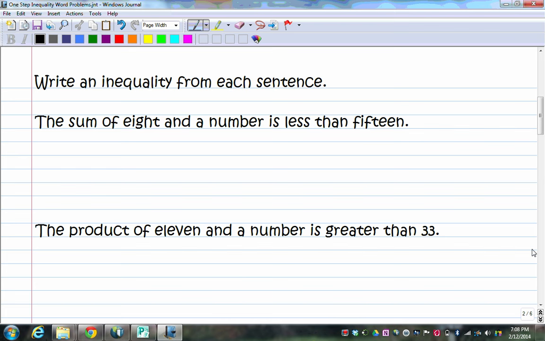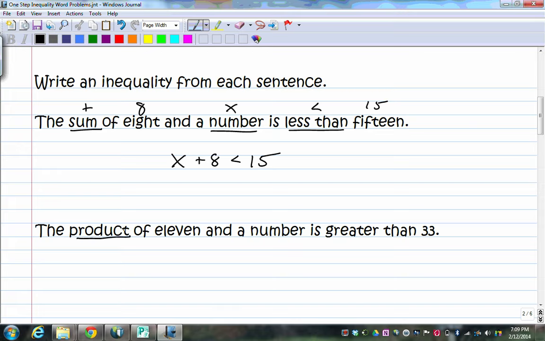That's it. So the sum, you've got to remember what sum means, it's the answer to an addition problem, of 8 and a number. The number will be our variable. Less than is this, and 15. So right there, I just have to rearrange this plus and the x. x + 8 < 15.